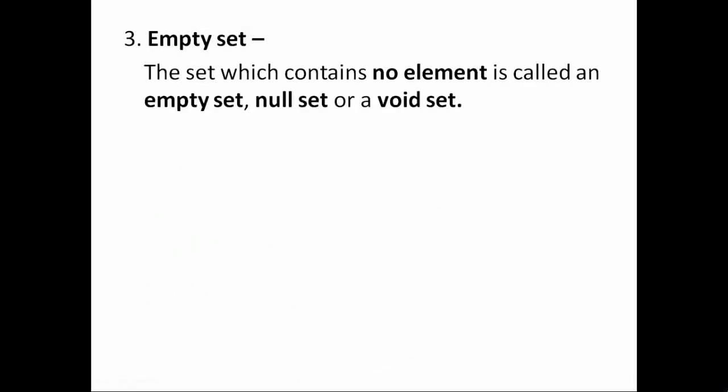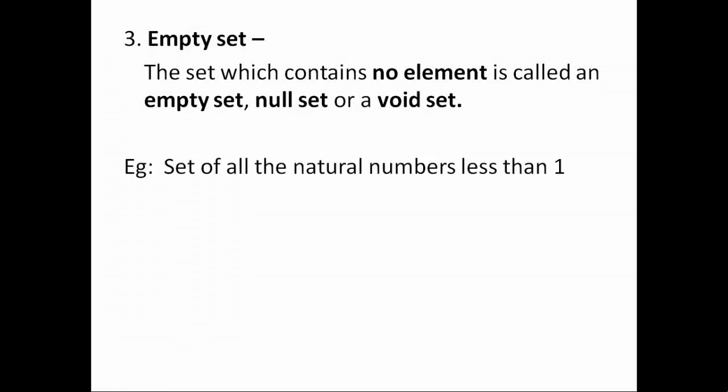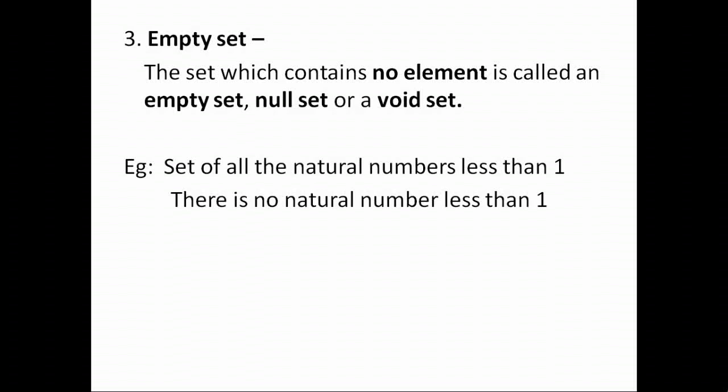Next, empty set. What is an empty set? The set which contains no element is called an empty set, null set or a void set. We can call it either of the three. Let's look at an example. Set of all the natural numbers less than 1. Now is there any natural number that is less than 1? There is no natural number less than 1.